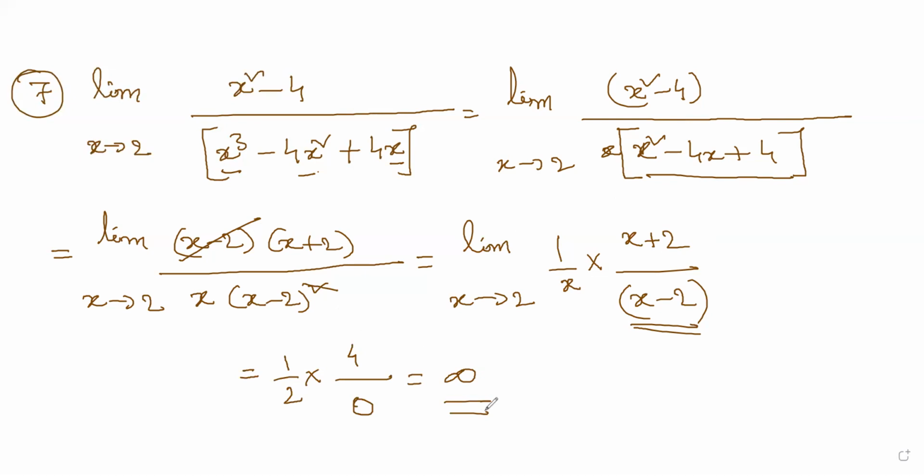Something by 0 is infinity. There is no point in canceling 2 by 0 or 1 by 0, whatever it is. Something by 0 is infinity. And if the number is like minus 4 by 0, if it is minus sign, you will get minus infinity.